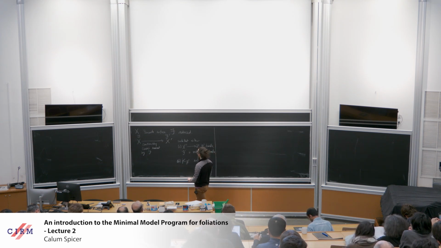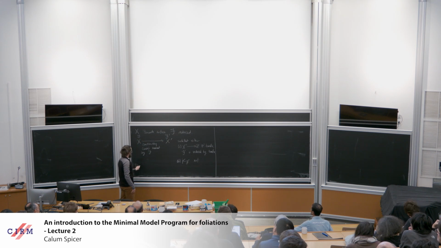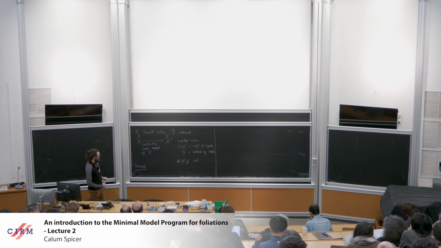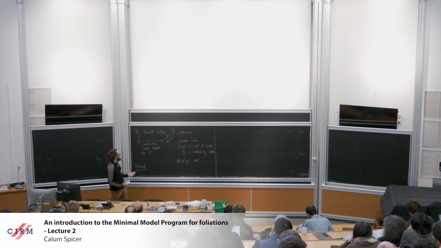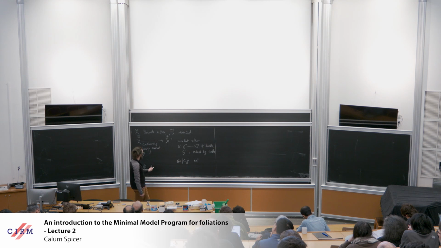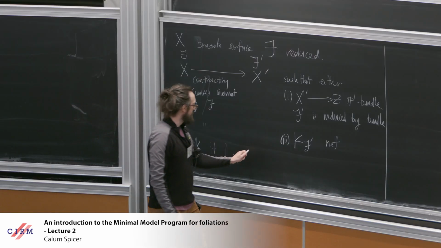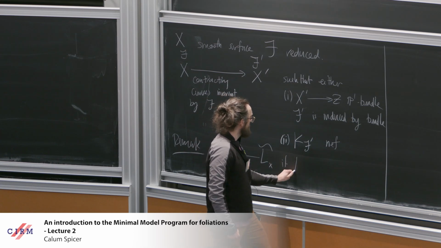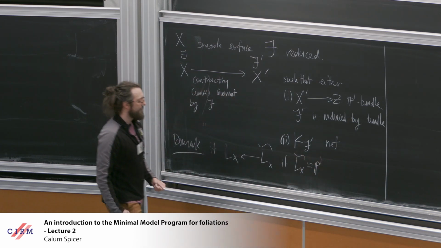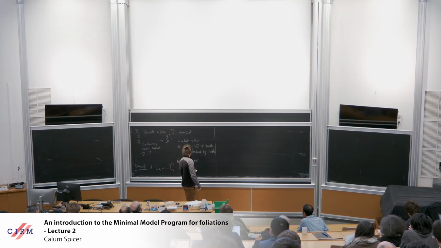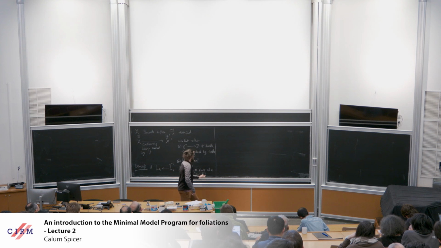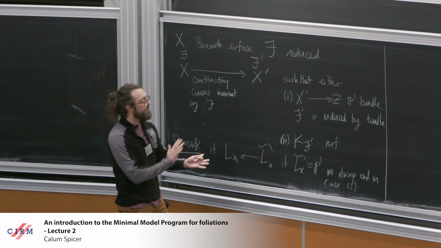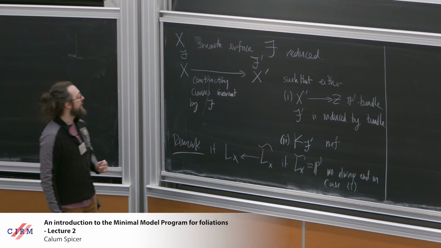So maybe just to make another quick remark about this. If you recall, I proposed one attempt at classification based on the uniformization, or what the universal cover of the leaves are. So my remark is that if Lx is a general leaf and Lx tilde is the universal cover, then if Lx tilde is P1, so if the universal cover of the general leaf is P1, we always end in case 1. So again, if the universal cover of the general leaf is P1, we're always going to end up in case 1, namely the foliation comes from a P1 bundle structure.